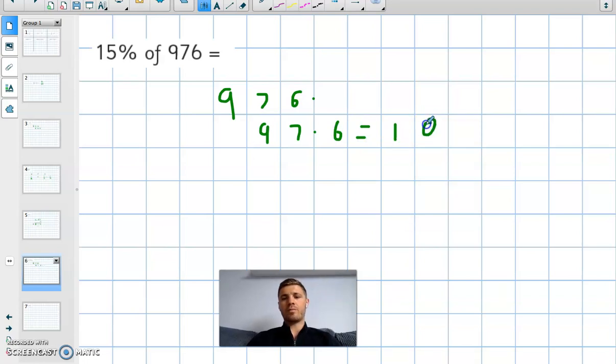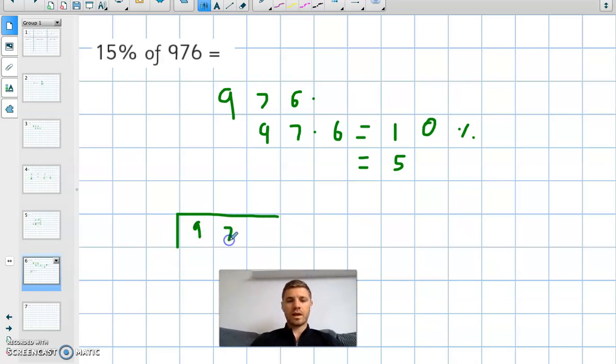Now to find 5%, because we need to find 10 and 5 and then add those two numbers together to get 15%. So to find 5%, we need to half this number. Now, visually, in my head, I won't be able to half that number, so I do need to put it into a bus stop method. Okay, so I put 97.6 in the bus stop, and then I put 2 on the outside because I want to halve this number, so I divide it by 2.